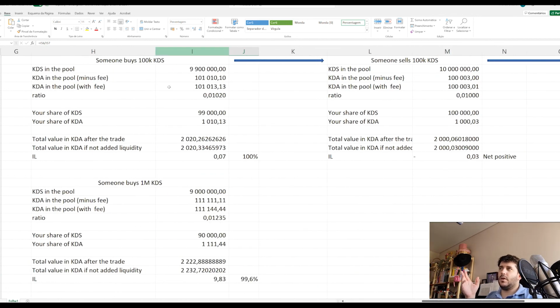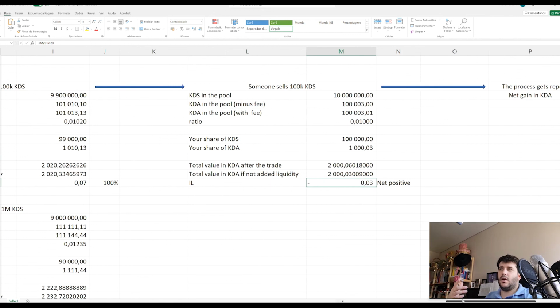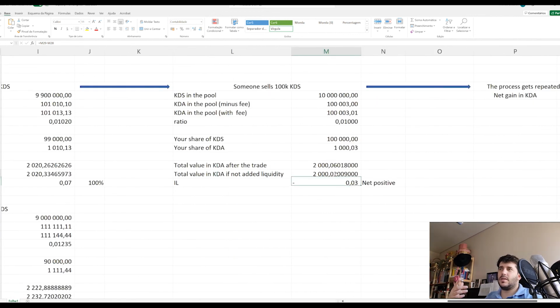Exactly what I said, but with this example. So someone buys 100k KDS, and now someone else sells, or the same person, it doesn't matter, sells 100,000 KDS again. So now your impermanent loss is actually negative, which means you have actually won money on this, right? Because instead of having this amount, if you did not provide liquidity on the wallet, you have more, because the ratio went back to what you had before you provided liquidity. So now you have the same value, let's say, plus the fee.